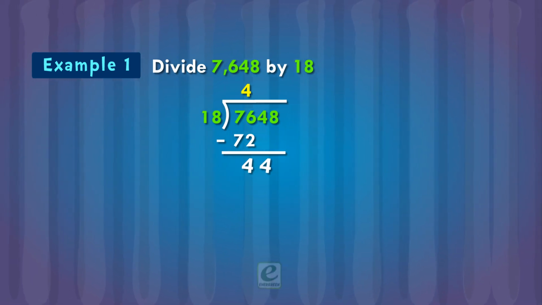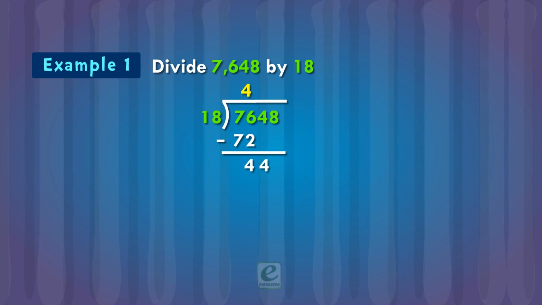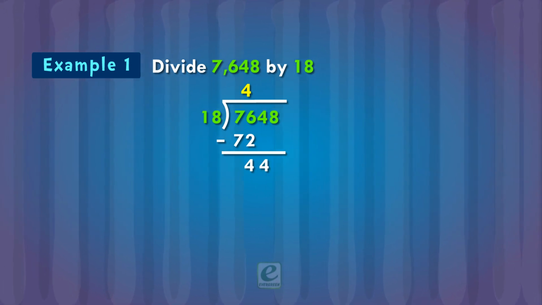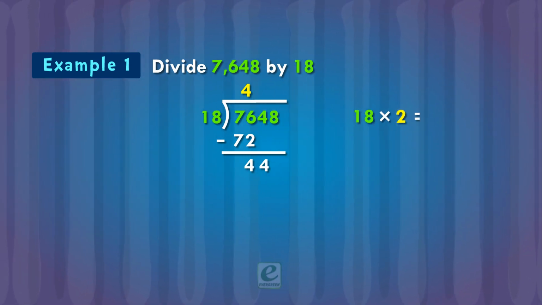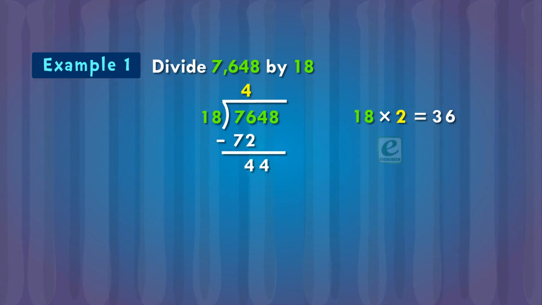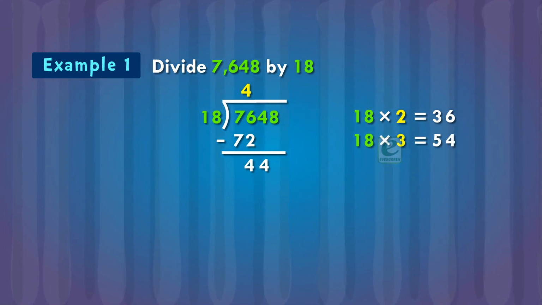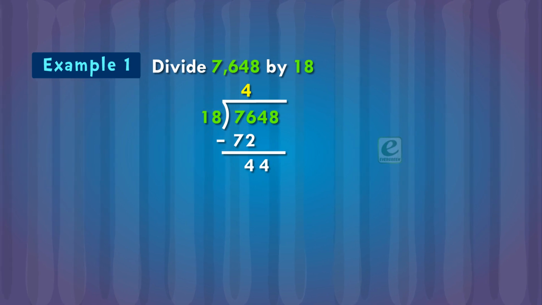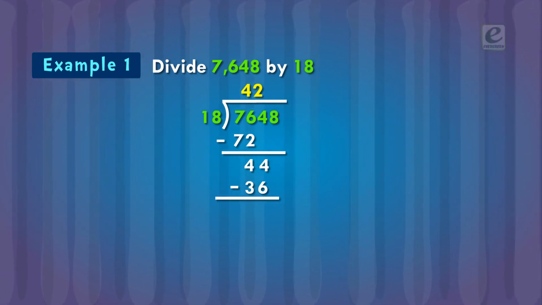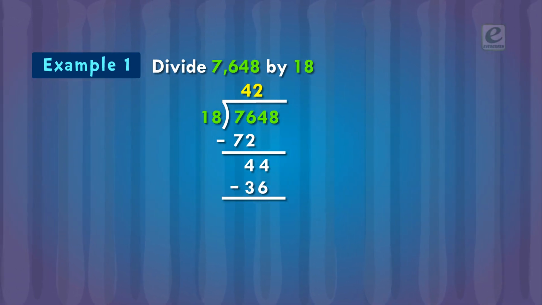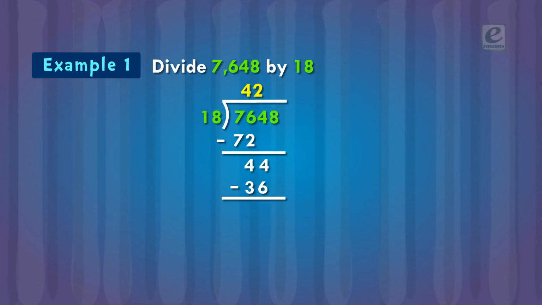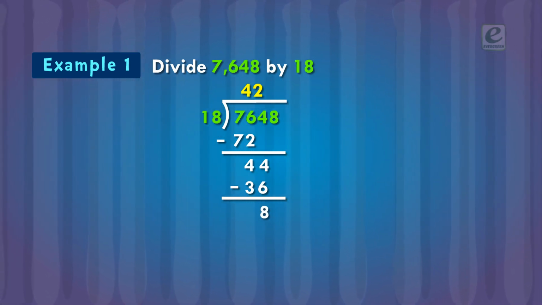It has become 44. Recite the multiplication table again. 18 twos are 36 and 18 threes are 54. So, we will write 36 here. 2 as quotient, and this will give us 8 as a remainder.